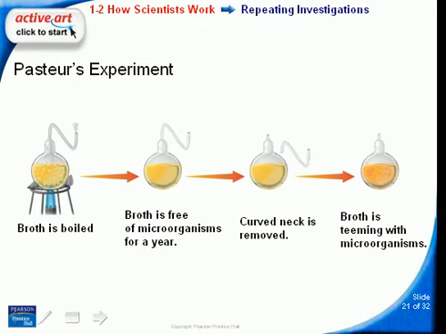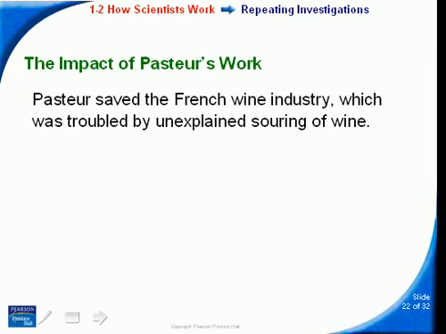The reason was that the microorganisms could not get through the neck of the bottle. Then he removed the curved neck, and once he did that, the microorganisms could get in and breed inside the broth.